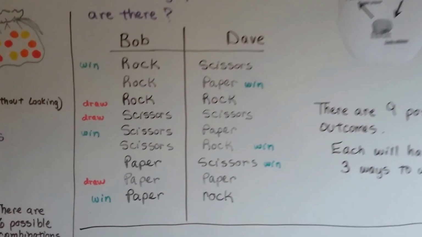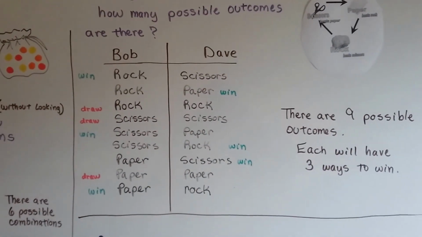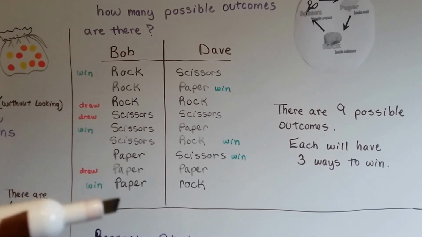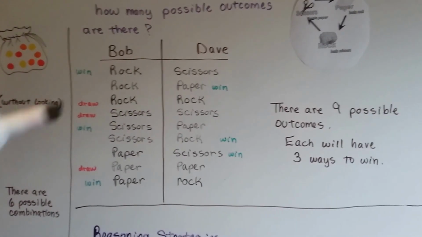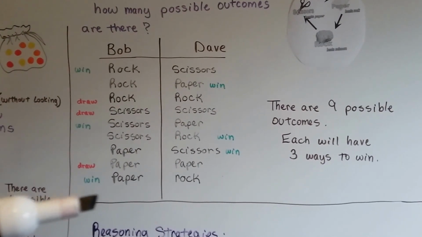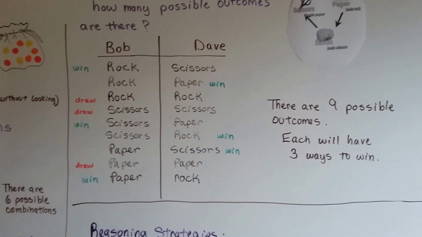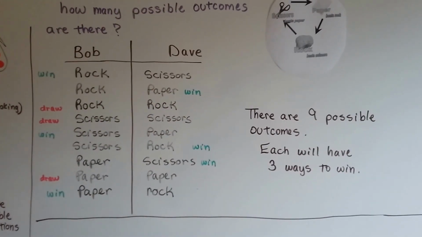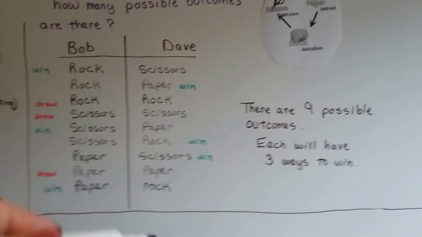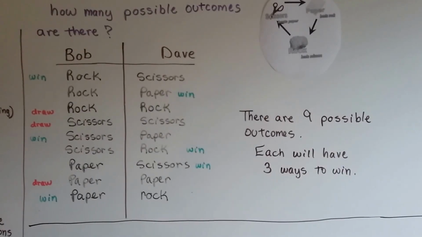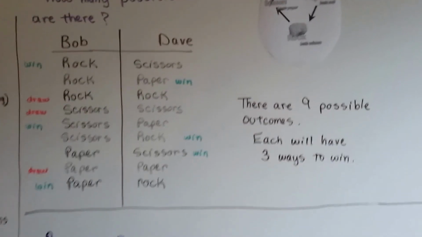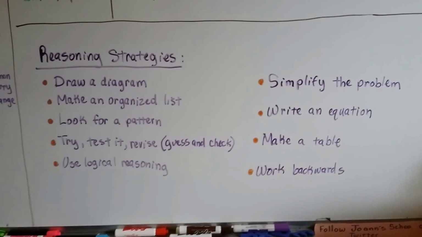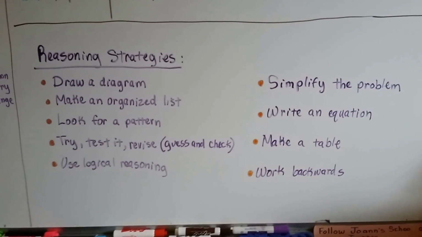So how many different ways were there for it to have an outcome? 3, 4, 5, 6, 7, 8, 9 different outcomes. And Bob had a chance to win 3 times. Dave had a chance to win 3 times. And there were 3 chances that it would be a draw with nobody winning. See? And by making this list, it was a lot easier to figure that out than trying to do it in our head, right?